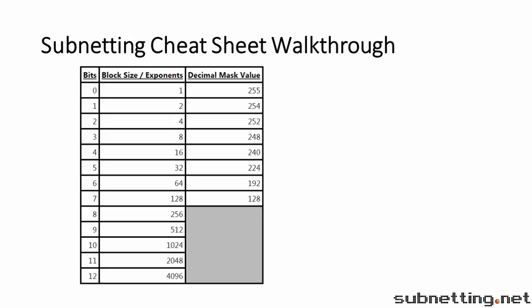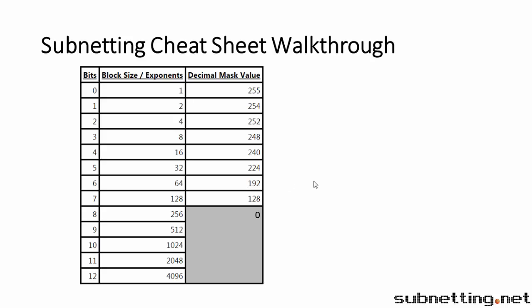Here are some important notes about the cheat sheet. But before we start, let's add a 0 to the decimal mask value. You don't need to write the 0 down on your sheet, but just remember that it's there. It still follows the same pattern. 0 plus 128 equals 128. 128 plus 64 equals 192, etc.